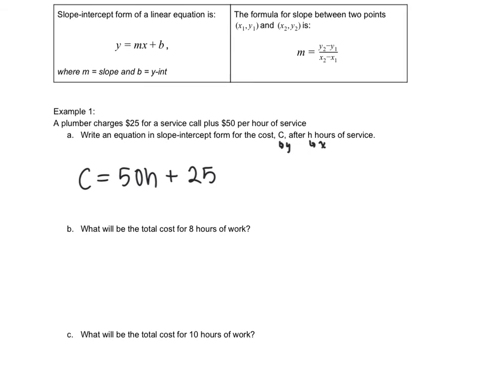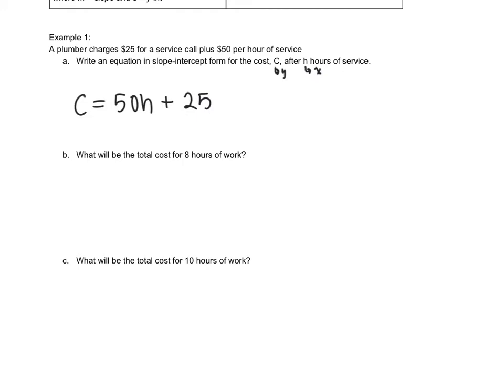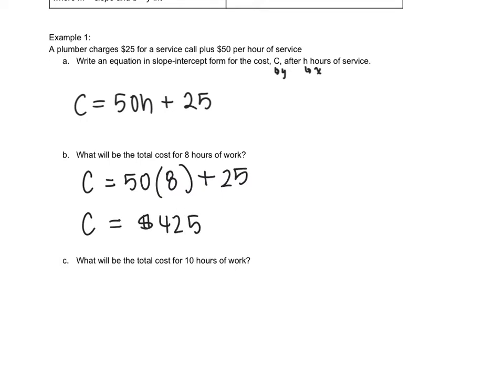Now we want to use that equation to figure out the total cost for 8 hours of work. So C equals 50 times 8 hours of work plus 25. 50 times 8 plus 25 gives us a total cost of $425. And then in C, we want to find the total cost for 10 hours of work. So 50 times 10 plus 25 gives us $525.